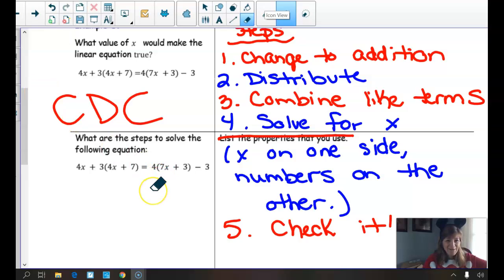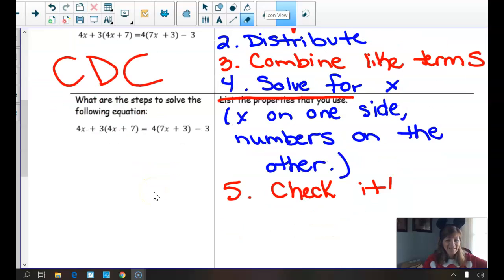We got this problem. All right, so let's take a look at this first one. All we're going to do is solve these problems. That's all we're going to do today. What are the steps to following the problems? We know. Call in the CDC. Hello, we need some help. Let's go ahead and follow those. We're going to change to addition.